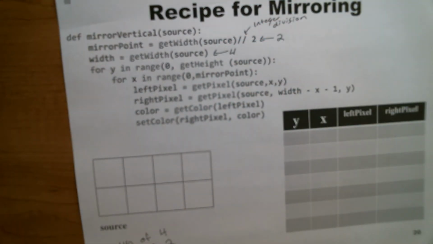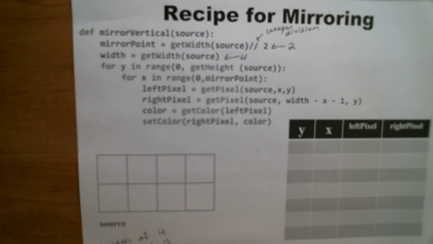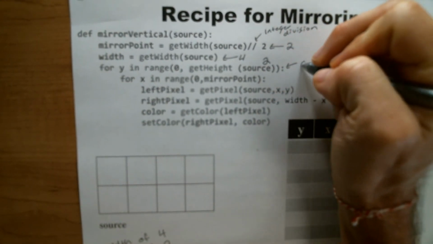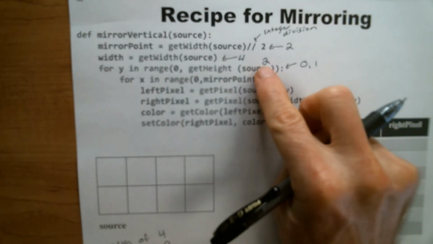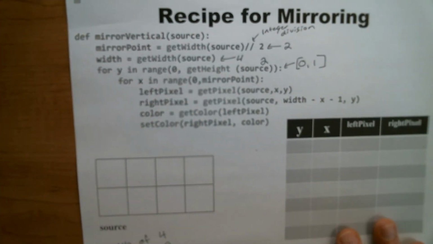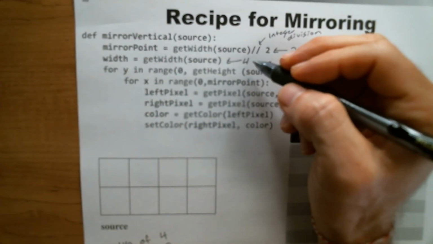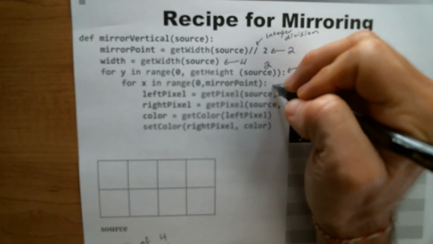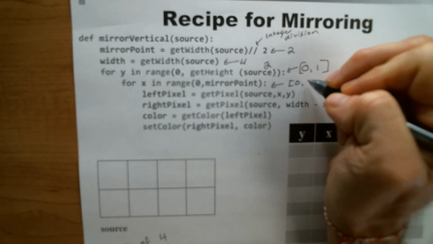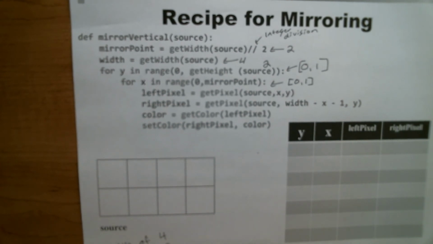Now this is saying for y in range from 0 to get height. Well, get height is 2, which means this loop is going to go from 0 to 1. This is 2, but we never get to that, so it only goes from 0 to 1. This loop, for x in range 0 to mirror point, well, we know that mirror point is 2, so this one is also going to go from 0 to 1. The mirror point is our halfway point. So let's take a look at our code here.